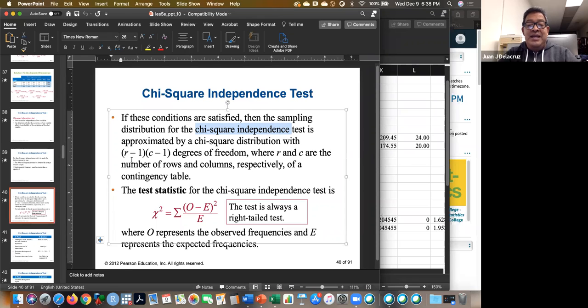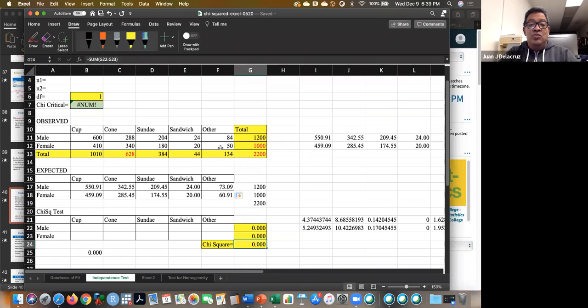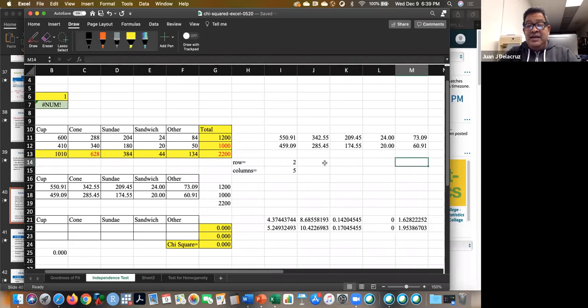So what does that mean? How many rows, how many columns? We are going to do rows minus 1 times columns minus 1. Here, let me go back, we have 2 rows. So rows is equal to 2 and columns, I guess, we have 1, 2, 3, 4, 5. So we have 5. So my degrees of freedom here is going to be rows minus 1. So the degrees of freedom.